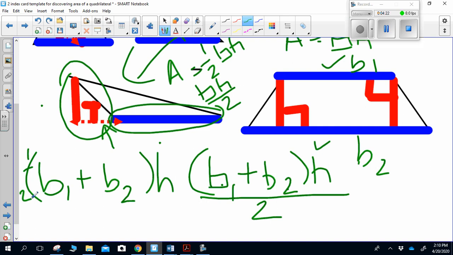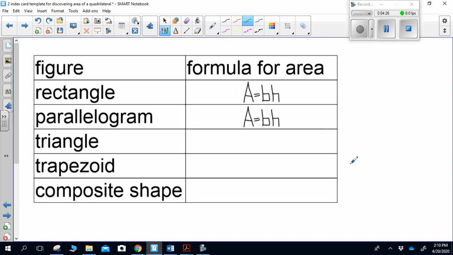So these are the formulas that I need for you to have on your worksheet. All right, so let's talk about composite shapes. So here we have it, and you should have this all filled in.